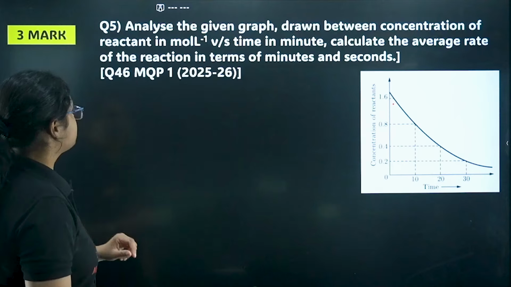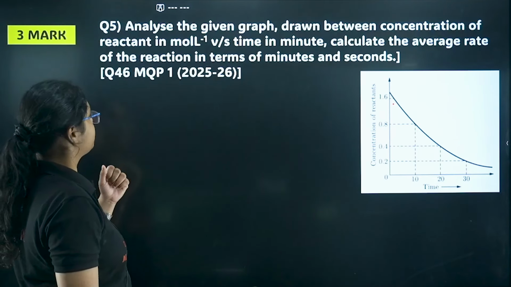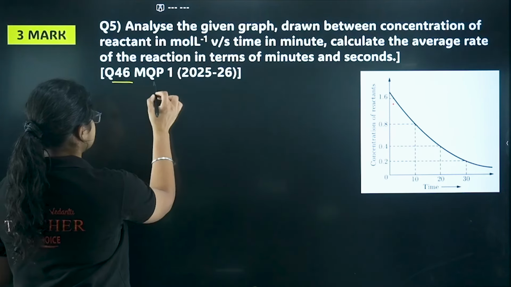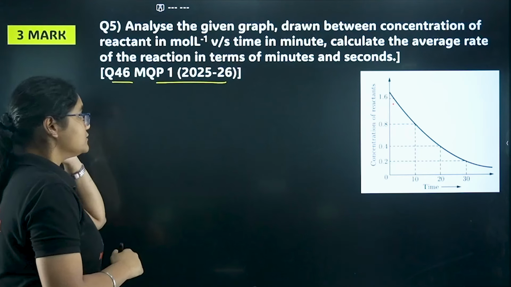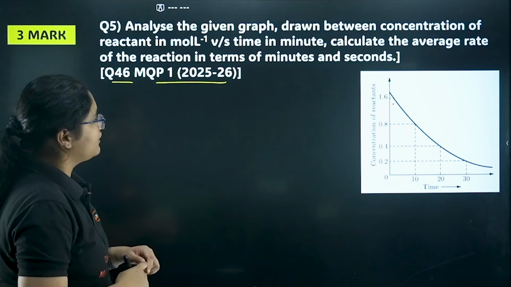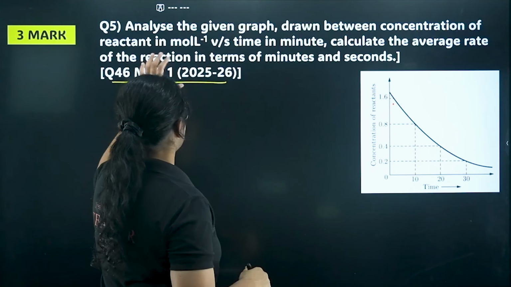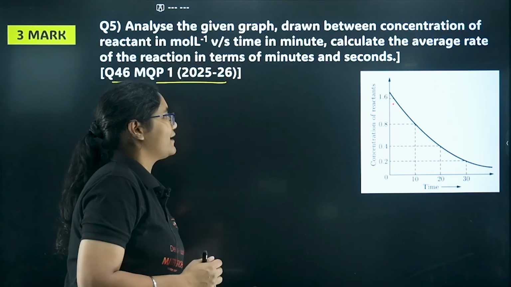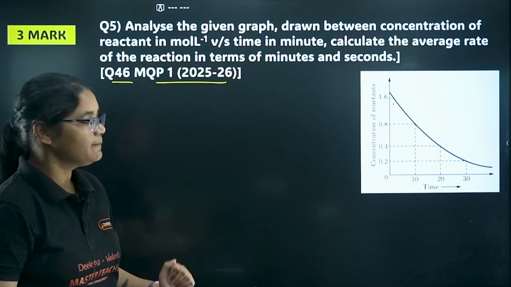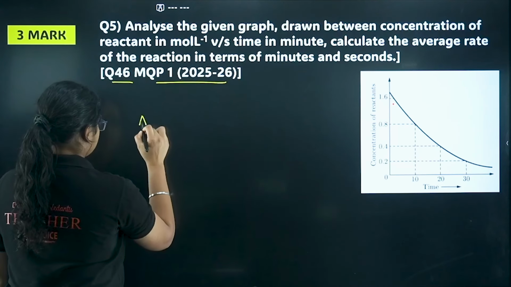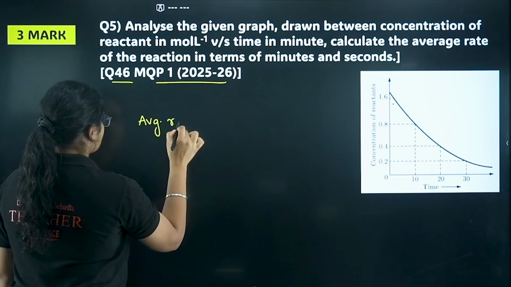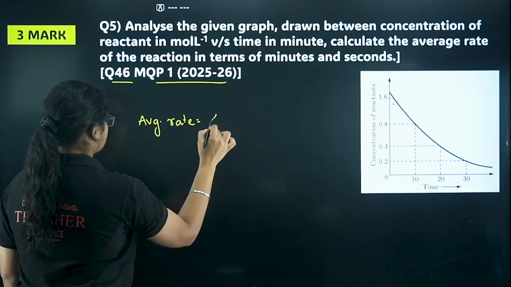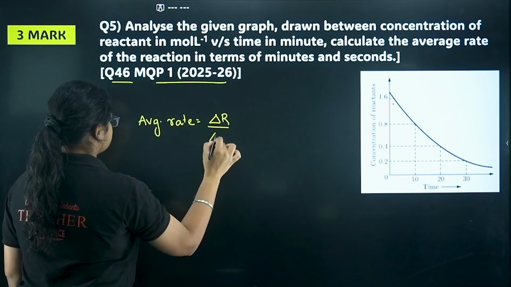Okay, now let's move to question number 5, which is actually question number 46 in your model question paper 1. Analyze the given graph drawn between the concentration of the reactant versus time in minutes. Calculate the average rate of the reaction in terms of minutes and seconds. So we have to calculate average rate. What is the formula of average rate? It is equal to change in concentration by change in time.